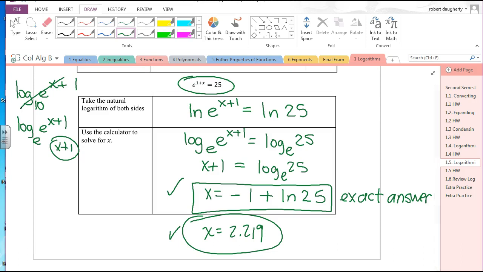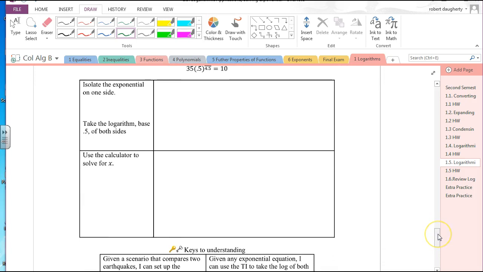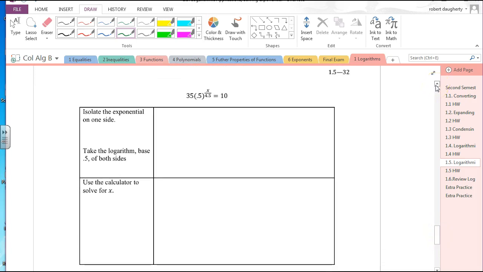Now this is where your TI is pretty handy. Most calculators 20, 30 years ago didn't have this, and you had to convert bases. We're not going to go there. So your TI is pretty cool that it can take any base that you throw at it. Let's look at the next one here.